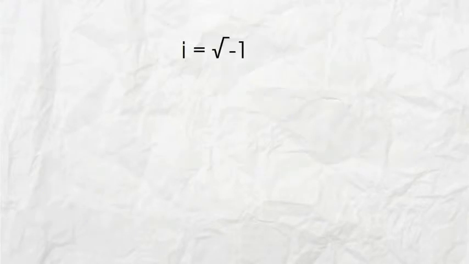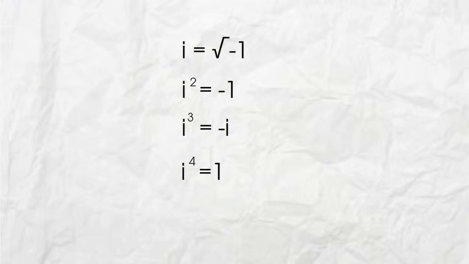i equals the square root of -1. i squared equals -1. i cubed equals -i. i to the fourth equals 1. And i to the fifth equals the square root of -1, which is the same as i.